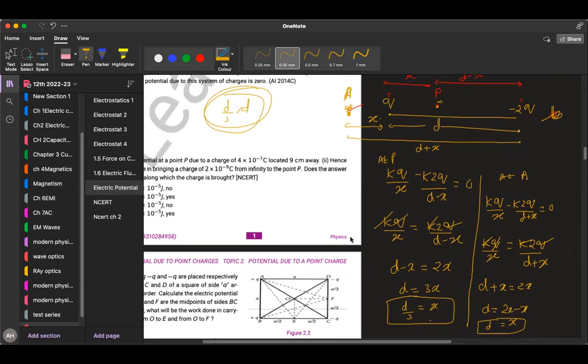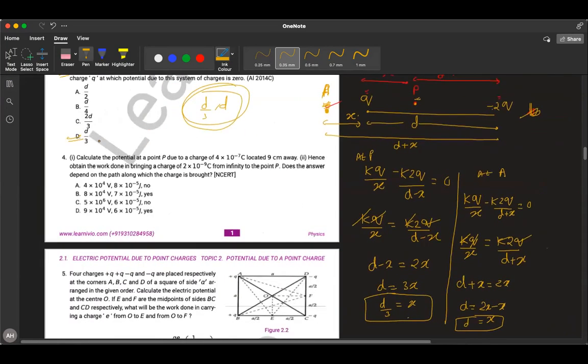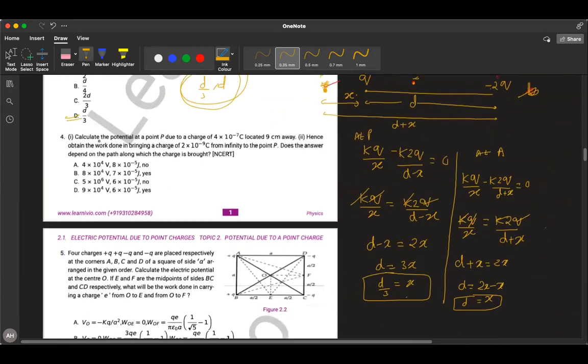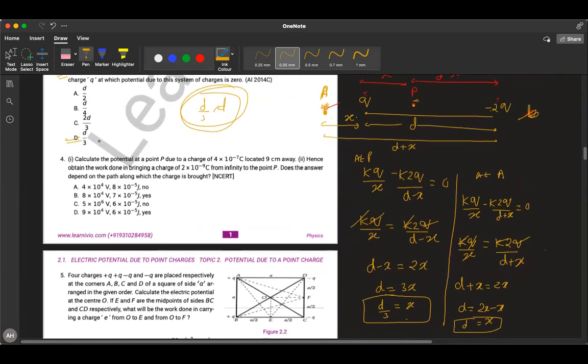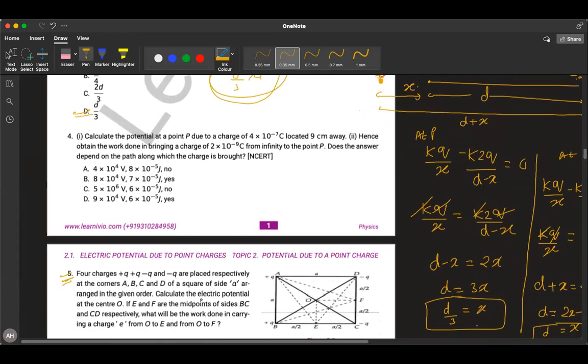Okay, let's do another question. Yeah, this is a good question. Do it. Question number 5. This will take 4-5 minutes, but it's an important question. You should know this. So instead of 2 charges, you have 4 charges: Q, Q, minus Q, minus Q. You have to calculate potential at O, then potential at F, and work done in carrying charge Q.